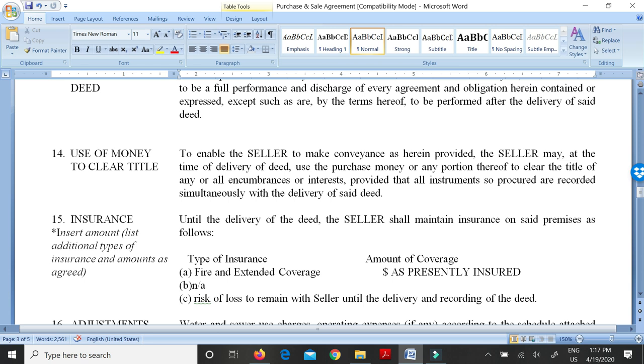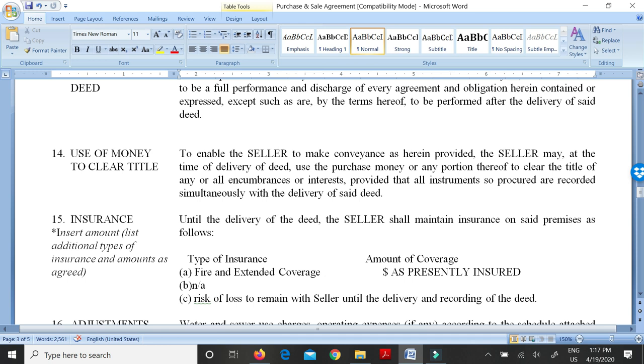14. At the time of the sale, the seller is entitled to use proceeds to clear title. In this case, we're referring to the ability to pay off any current mortgage or outstanding debt or liens on the property. What kind of things do we pay off on behalf of the seller?